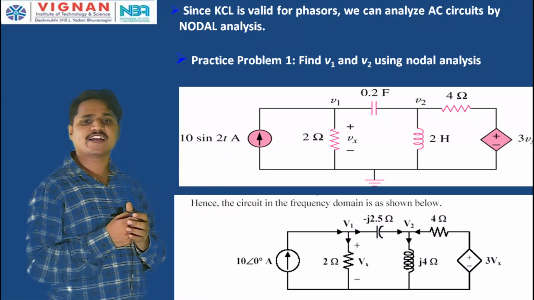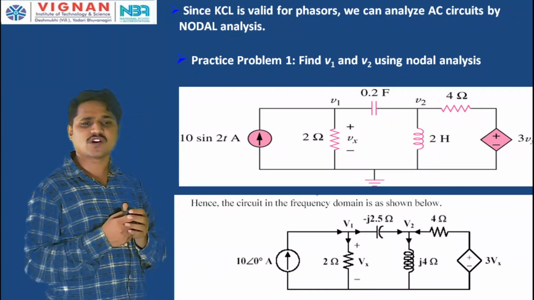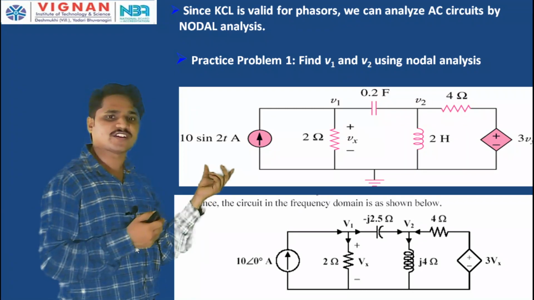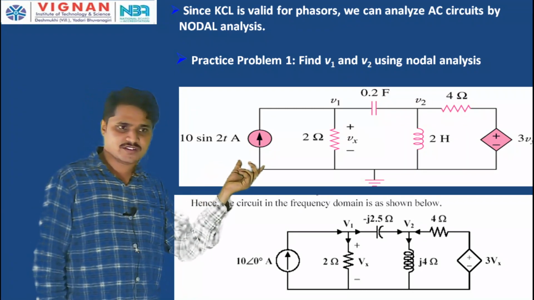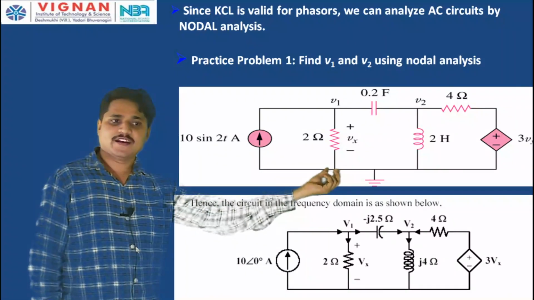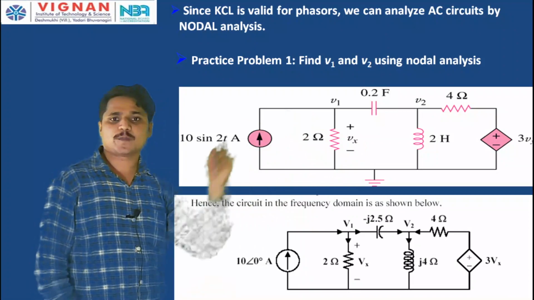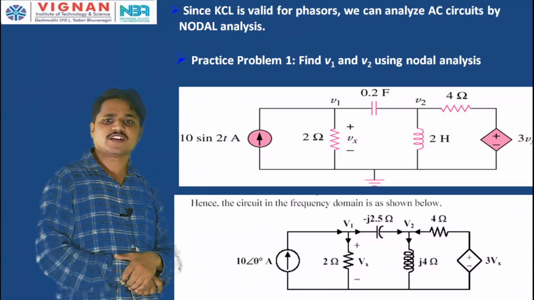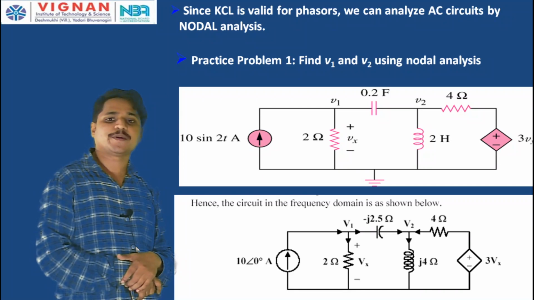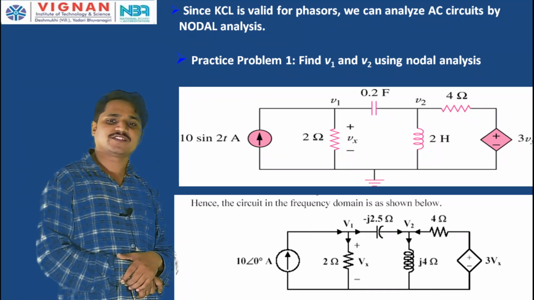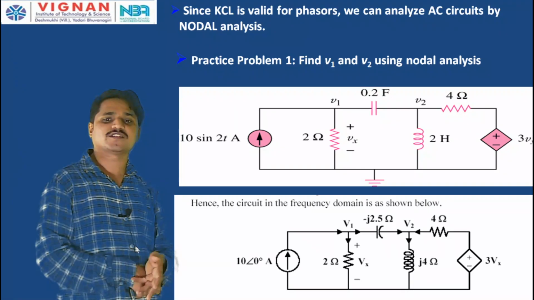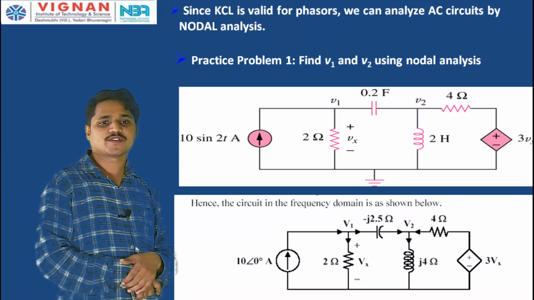Now, earlier we have solved DC problems, but let me take this AC circuit here. The source is AC: a 10 sin 2t ampere current source and a 2 ohm resistor, a 2 henry inductor. Next one is a 0.2 farad capacitor and a 4 ohm resistor. Then 3 Vx is a dependent source, a voltage dependent voltage source, with plus and minus, which depends upon 3 times Vx.